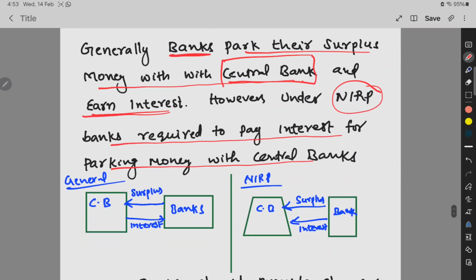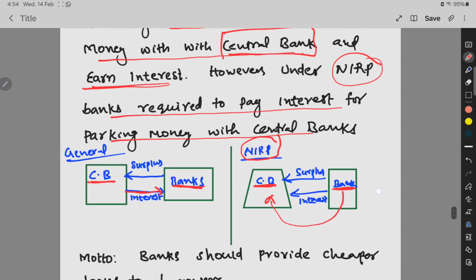Now you can understand by seeing the figure. Under the general scenario, this is the central bank and these are the banks. When the banks have surplus money, they put that money with the central bank, and the central bank pays interest to the banks, so they earn interest. But under the negative interest rate policy, if the banks have surplus money and keep it with the central bank because of the low interest rate in the market, the central bank will not pay any interest. In return, the banks themselves have to pay interest for parking money with the central bank. I hope you understand why it happens.